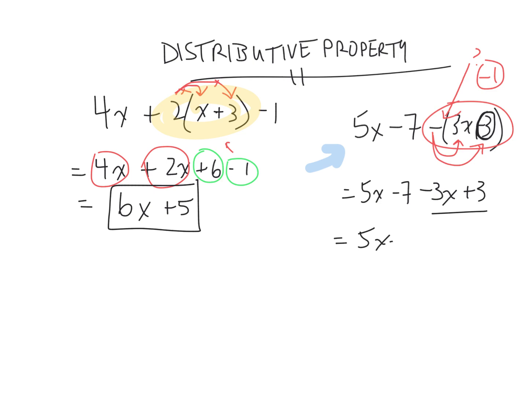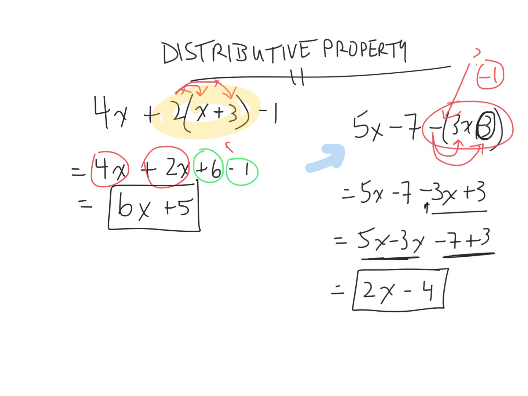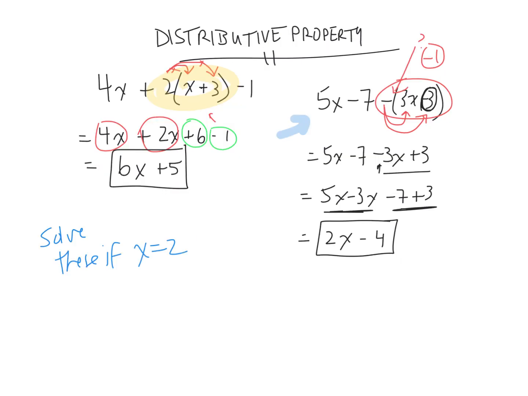Then we're going to group the like terms together. So the x's get grouped together, and remember, the negative goes with it. And then the constants get grouped together. These are one set of like terms, and that's another set of like terms. 5 minus 3 is 2x. Minus 7 plus 3 is minus 4. And so that one simplifies to 2x minus 4.